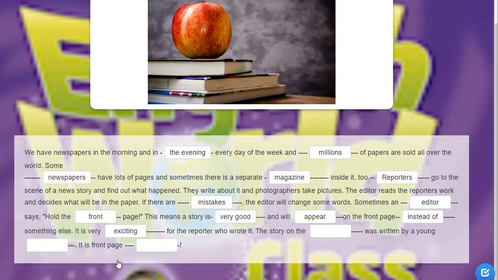It's very good for the reporter and will make him feel happy. The reporter who was lucky to have his piece of news on the front page, for the reporter who wrote it. The story on the next page, of course, we discussed before, the story of Jamal Awad, who was saved by Khalid Karim in Qasr al-Sarab desert, was written by a young reporter. It's a front page news.